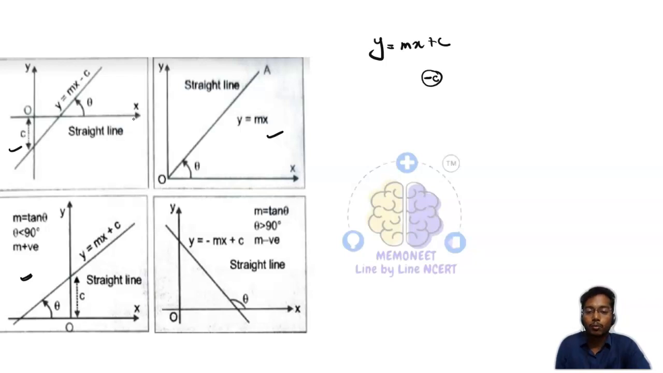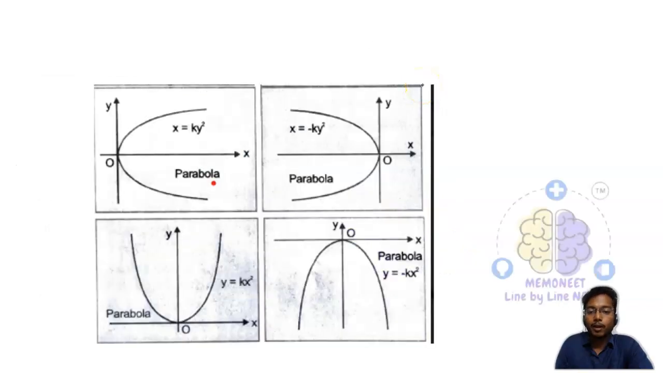When y equals minus mx plus c, it will have a negative slope, so this will be the graph. Parabola: in a parabola we have the standard case where y is directly proportional to x square, and this is the graph here.